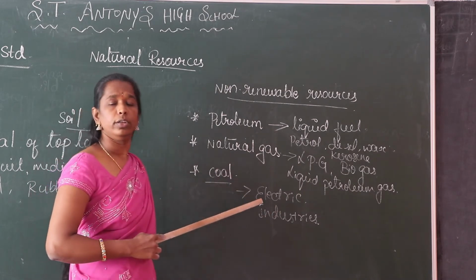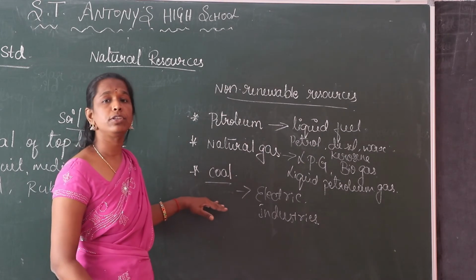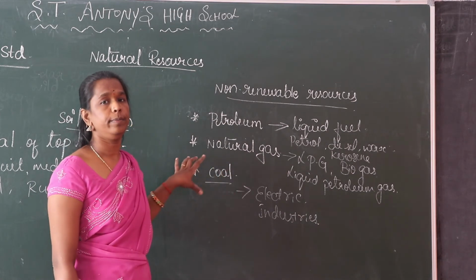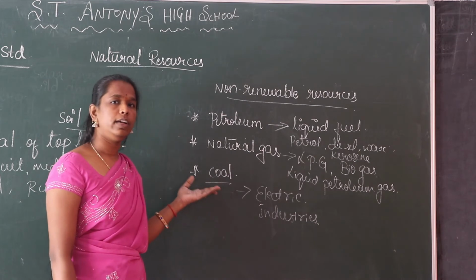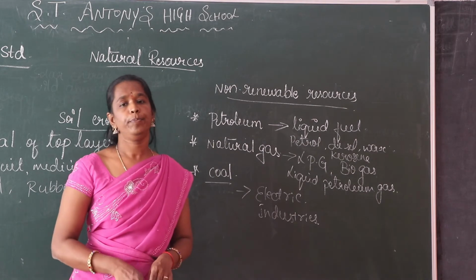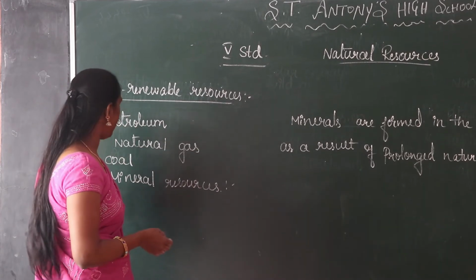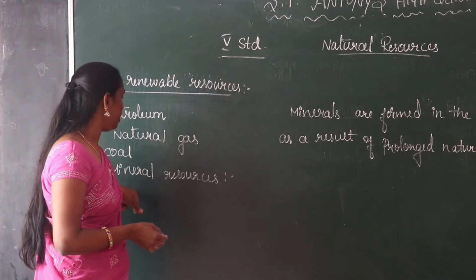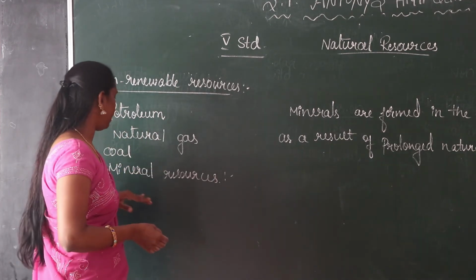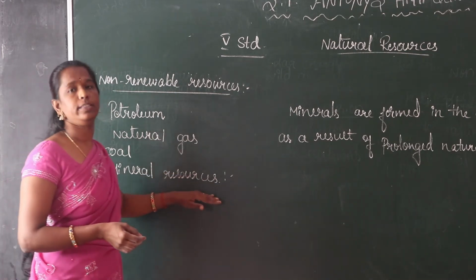Next one is coal. Due to temperature and pressure, some of the products of the dead and decaying matter get solid. That is called coal. Coal is used for electrical purposes and also in the industries. Children, the last non-renewable resource is mineral resources. So petroleum, natural gas, coal and lastly mineral resources.